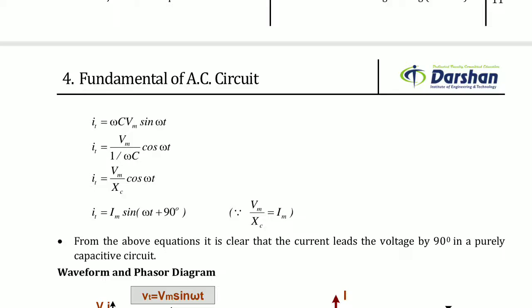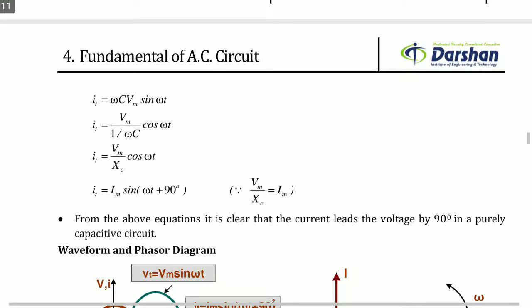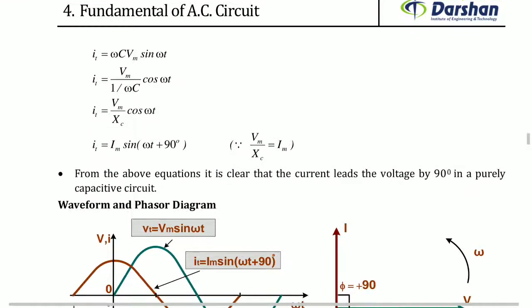Capacitive reactance. So now Vm by Xc is nothing but Im. I is equal to Vm by Xc cos omega t. Here it is in cos, so convert into sine. So I is equal to Im sin omega t plus 90 degrees. So cos is converted into sine by plus 90 degrees. From the above equation it is clear that the current leads the voltage by 90 degrees in purely capacitive circuits.